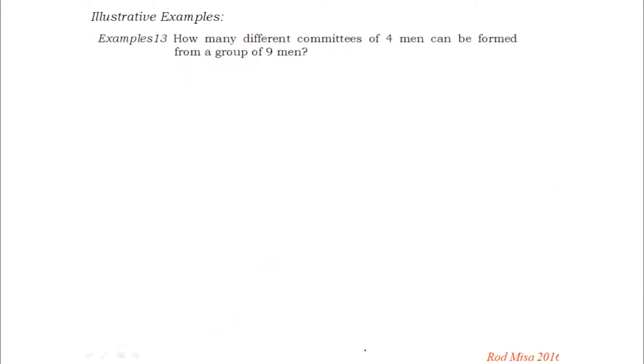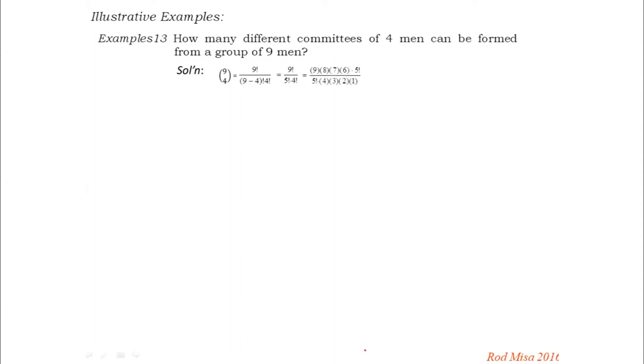How many different committees of 4 men can be formed from a group of 9 men? Now, take note that we will be forming a group of 4 men from this group of 9 men. So, applying the theorem of combination, this is the combination of 9 men taken 4 at a time. So, this is equal to 9 factorial divided by 9 minus 4 quantity factorial times 4 factorial. And we know that 9 minus 4 is 5. So 9 factorial divided by 5 factorial times 4 factorial.